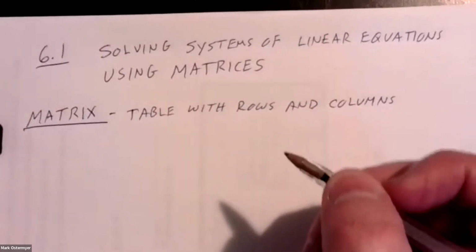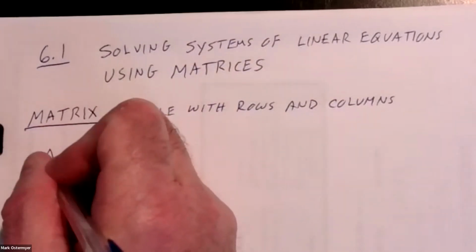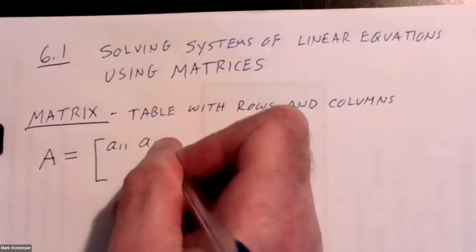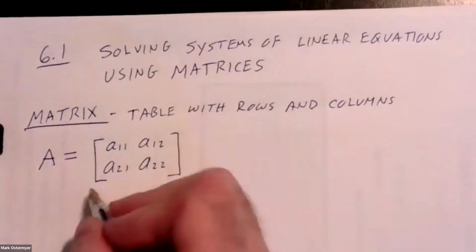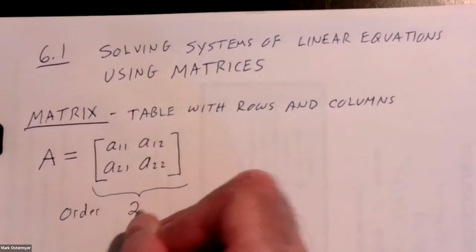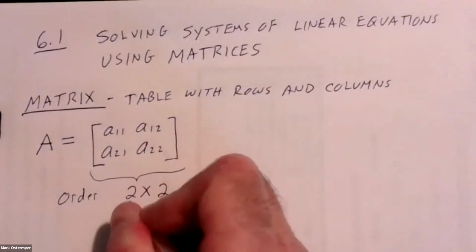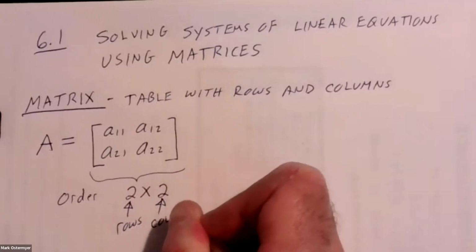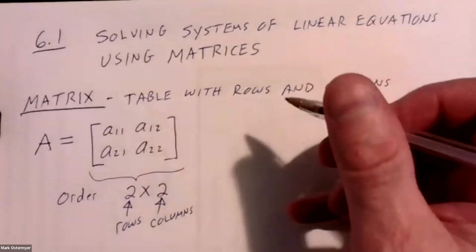All right, now matrices in all textbooks that you'll ever look at are always denoted by uppercase letters. Okay, so suppose I define a matrix A to be this matrix here. Now this matrix we say has an order of 2 by 2, where the first 2 represents the number of rows that the matrix has, and the second entry represents the number of columns that the matrix has. So this is a 2 by 2 matrix.